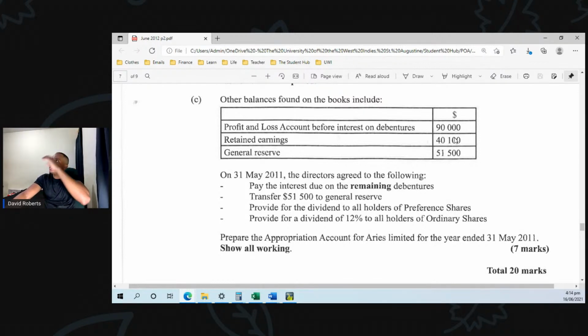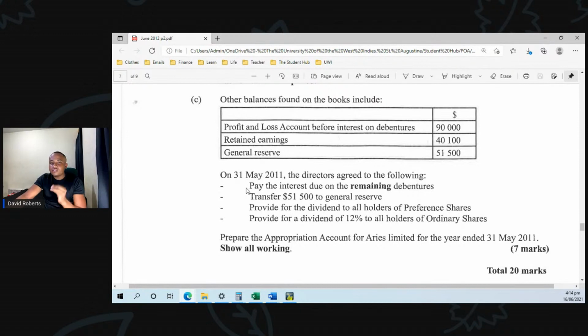So what this is basically is money that the business has in different forms. They have money in the form of profit and loss, so this is profit and loss before interest for this period, 90,000. They have retained earnings, so that's money from last year brought forward. And then we have general reserve. Reserves are money that they put aside for different reasons. So general reserve is just money put aside for general purposes. That is why they have money in those different forms from before.